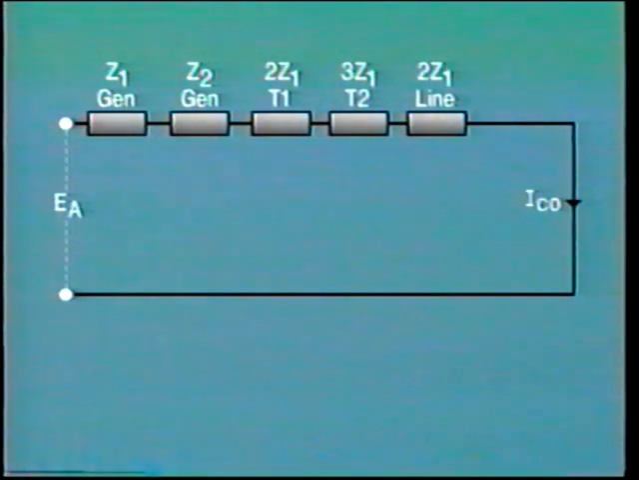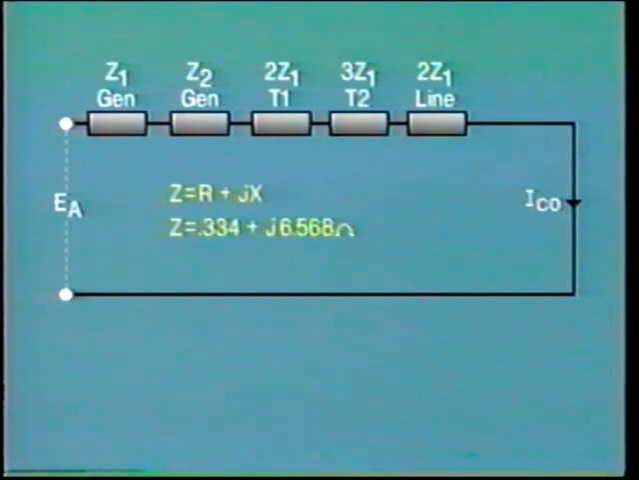Our impedance diagram looks like this. We have Z1 and Z2 for the generator, Z1 and Z2 for the supply transformer, 3 times Z1 for the load transformer, and 2 times Z1 for the line. Putting in the numerical values for 11 kV from our diagram, we find that the total impedance, R plus JX, comes to 0.334 plus J 6.568 ohms.